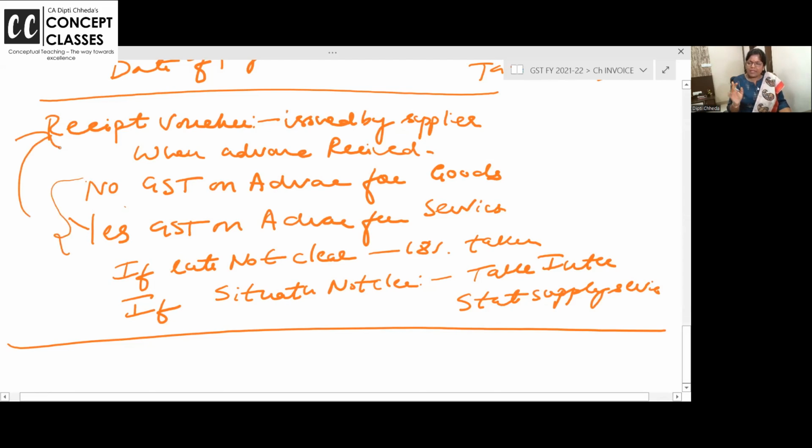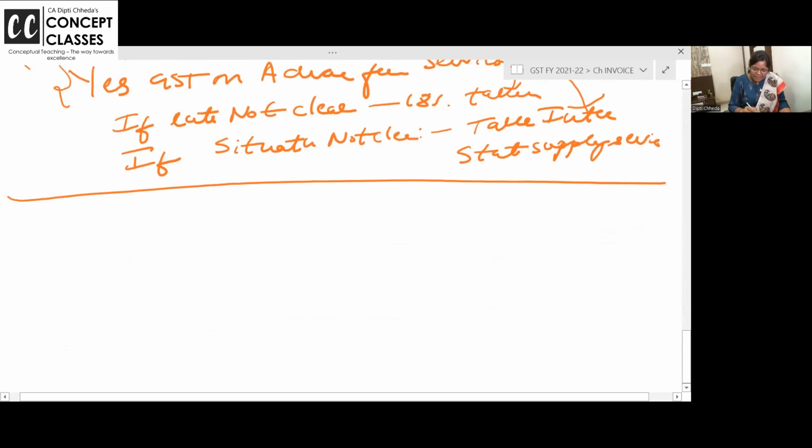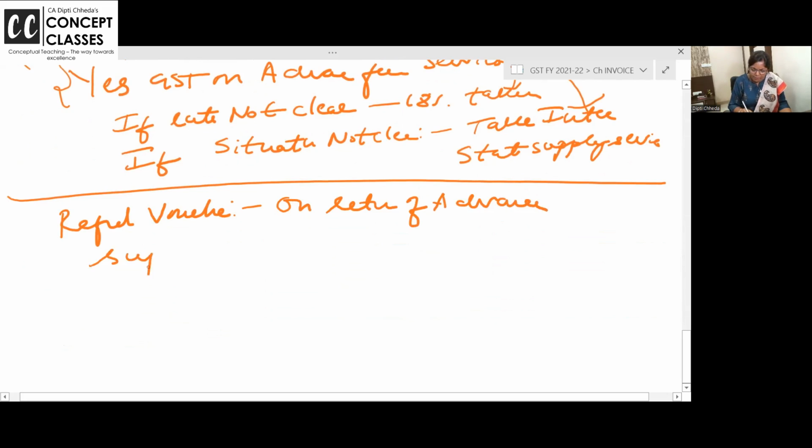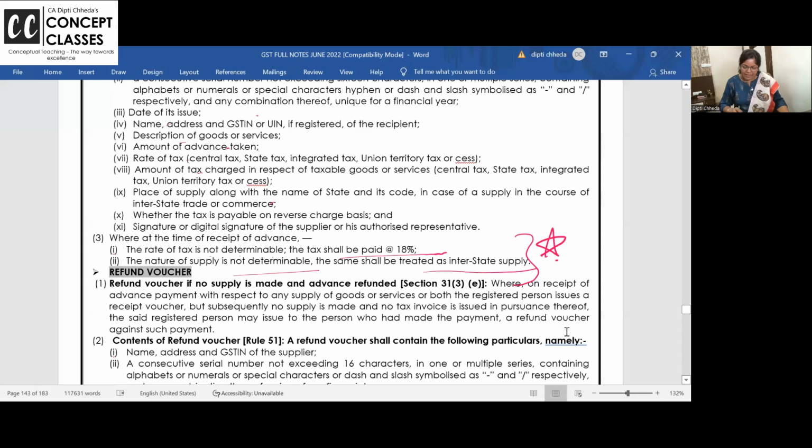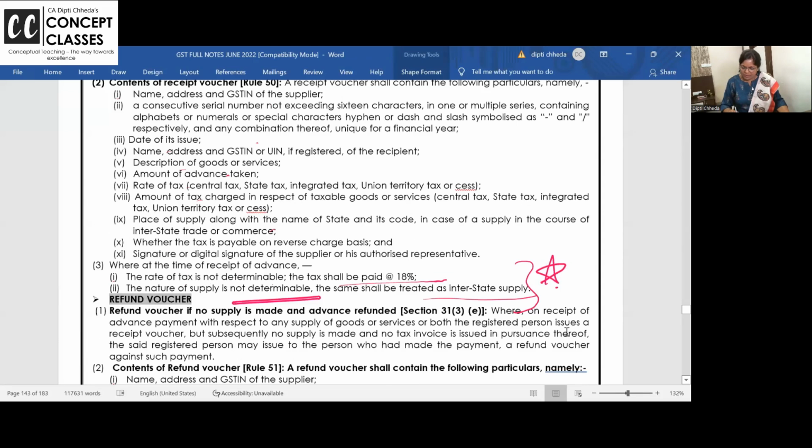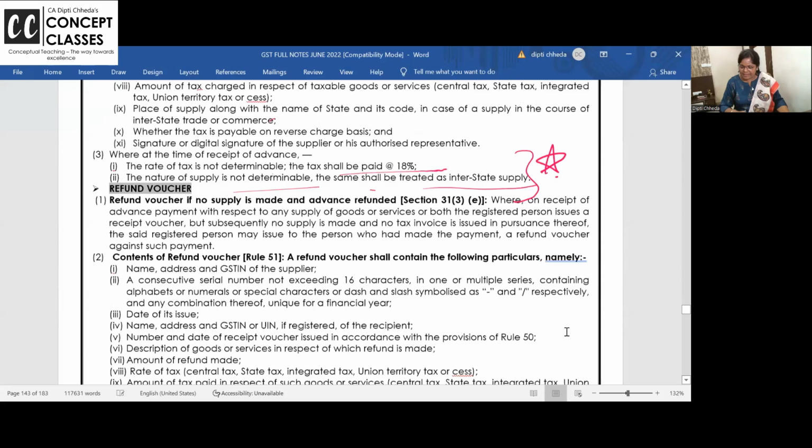Yes. If the rate is not clear, charge 18% in case of services. If the situation is not clear, take it as interstate. Along with this we can do a refund voucher. Who will give the refund voucher? On return of advance, the supplier issues the refund voucher. It is that simple. That's why I'm doing it now. Is this clear? If the tax rate on the receipt voucher is not clear, take 18% interstate rate.